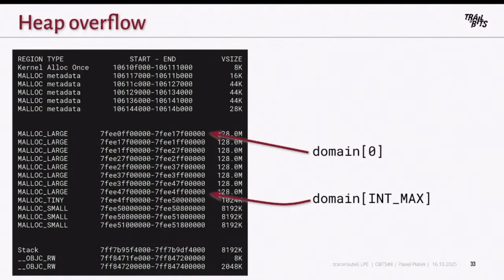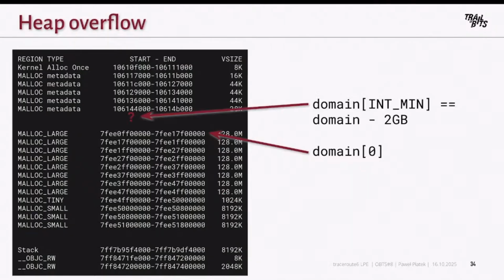So you can see on the screen the virtual memory mapping of traceroute, only the writable pages. The memory mapping starts with malloc metadata. This is like a global metadata. Then there is the actual heap with a few regions. Then there is stack and some other pages. Domain is allocated somewhere. We write from 0 to int max. And when overflow happens, we write to domain minus 2 gigabytes.